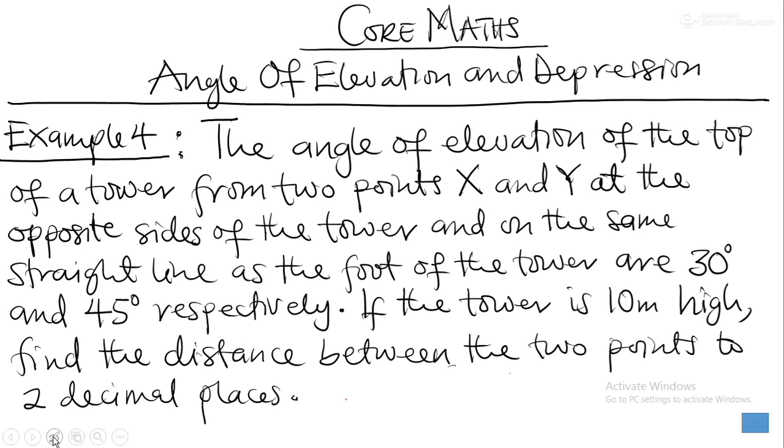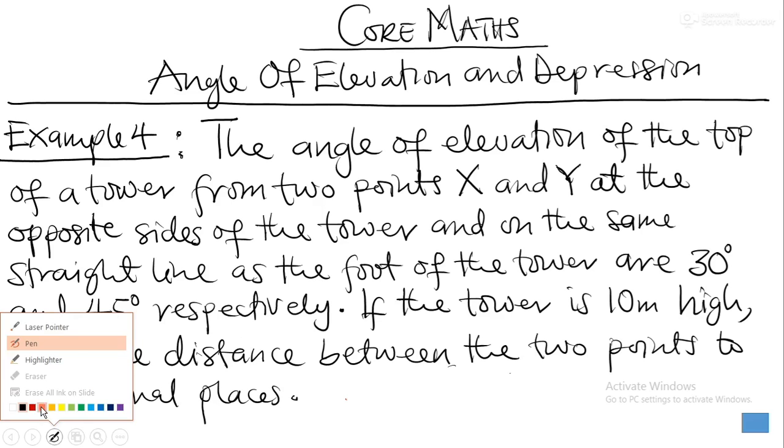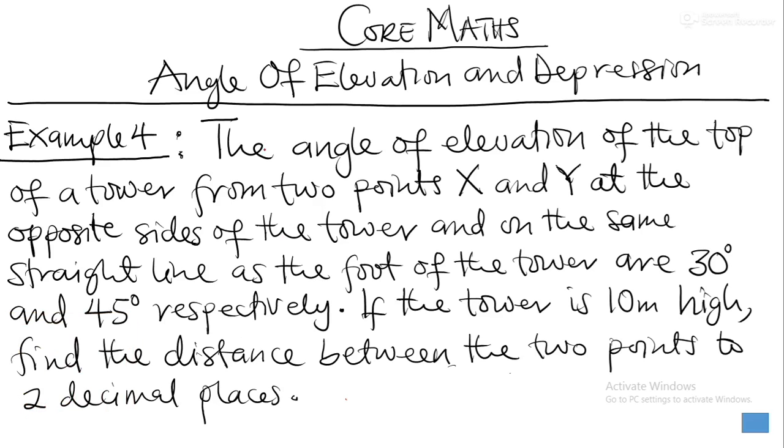Good. So looking at the question, it says the angle of elevation of the top of a tower. It means that the top of the tower is our object, from 2 points X and Y. So our points of observation this time are 2, that is X and Y. I hope you are following.